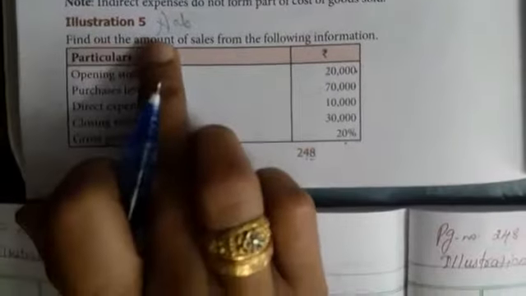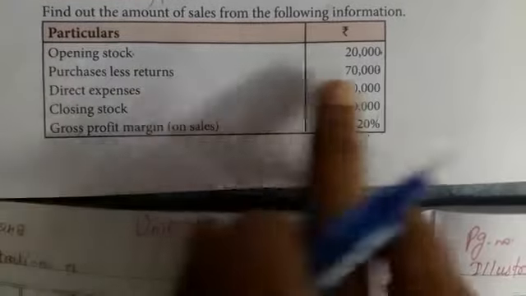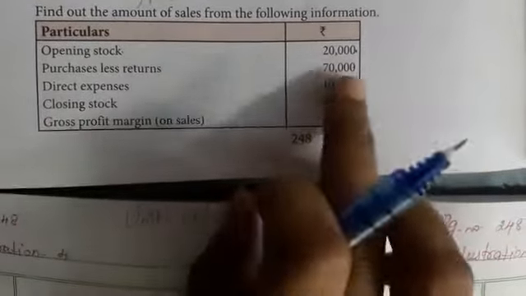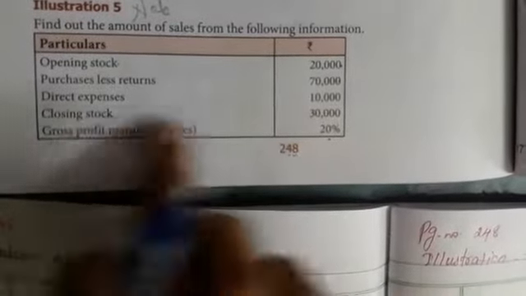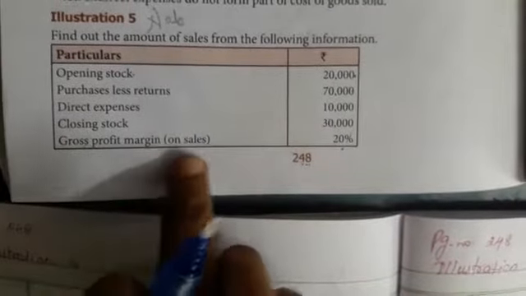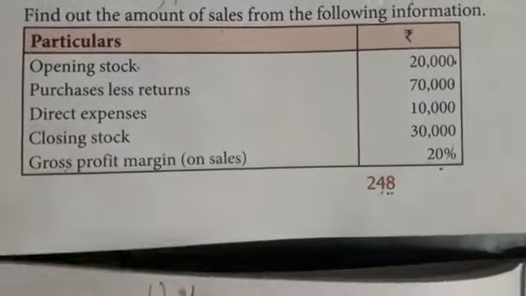To see illustration 5, find out the amount of sales from the following information. Now we are going to find out what that sales is. Let's see the sum. Opening stock 20,000, purchases less returns 70,000. Already returns are deducted from purchases, so no problem. Direct expenses 10,000 and closing stock 30,000. GP margin on sales 20%. Now we are going to find out the sales. In that sales, they have already given 20% GP. So let's see.